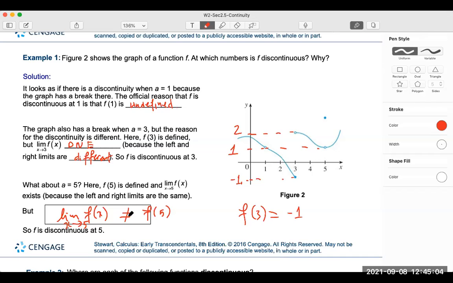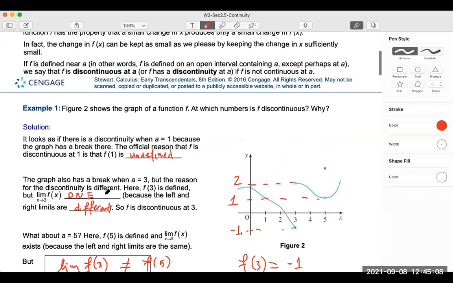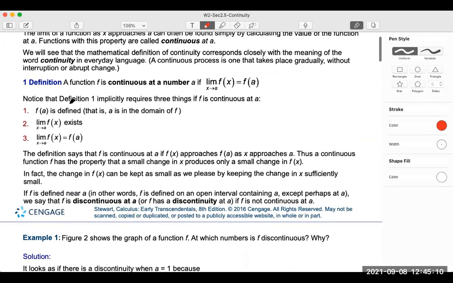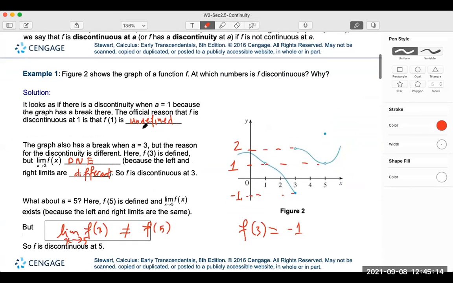So this example shows the conditions of continuity here. Each of the cases violates one of the terms in the definition. So it is not continuous at 3, 5, and 1. Okay?